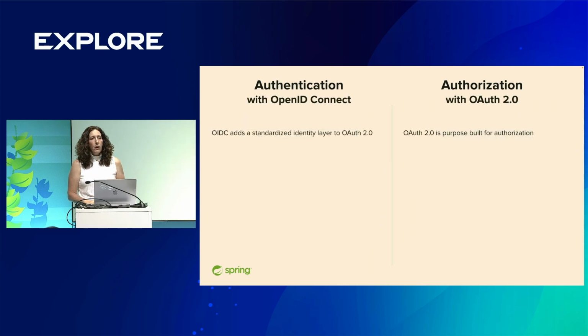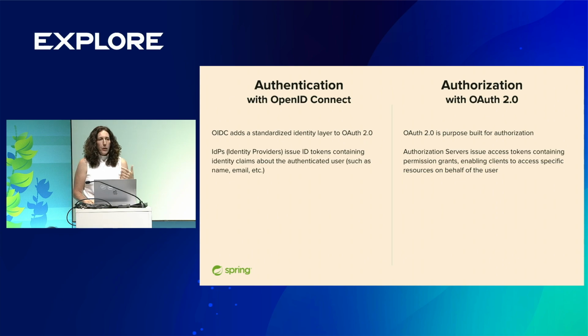So from an OAuth point of view, OAuth 2 is purpose-built for authorization. It doesn't by itself include authentication. So OpenID Connect adds a layer of identity on top of OAuth 2. And that's why with the two of them, we get a full solution for authorization and authentication. So for authentication, the server part that's handling the OIDC authentication is called an identity provider. And it issues ID tokens that make claims about who you are.